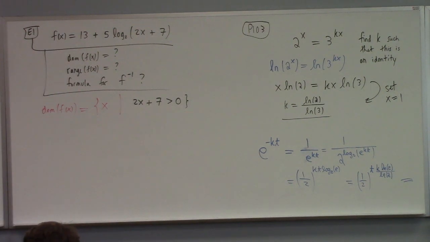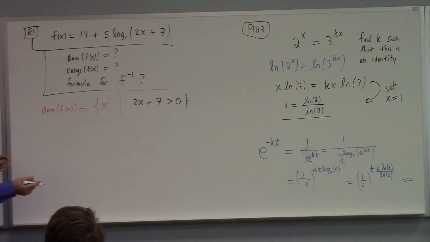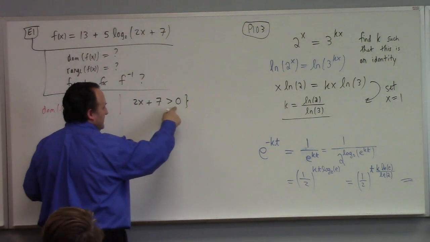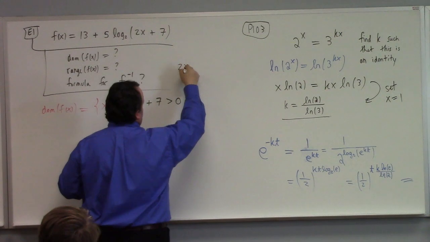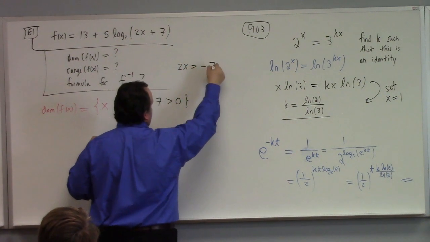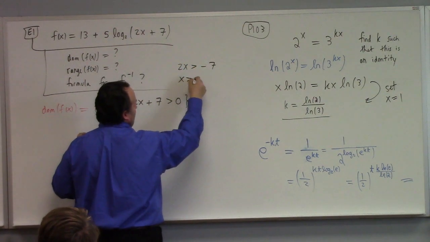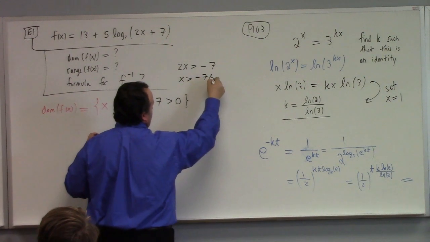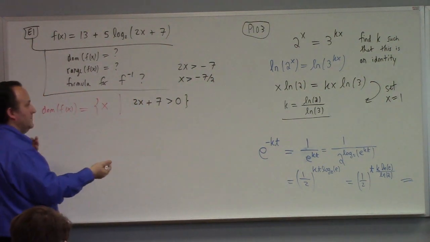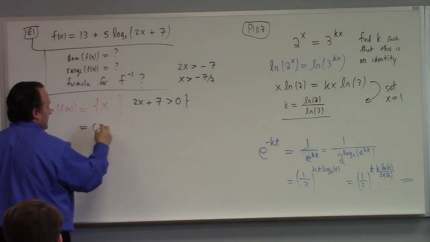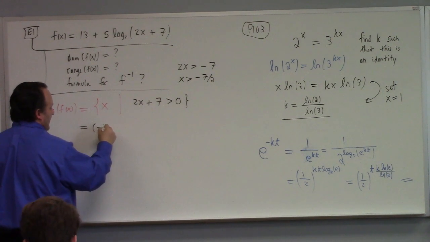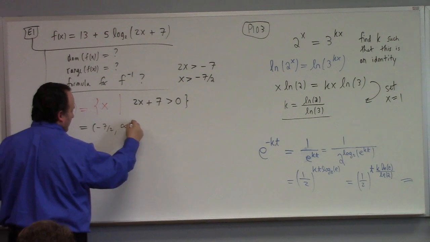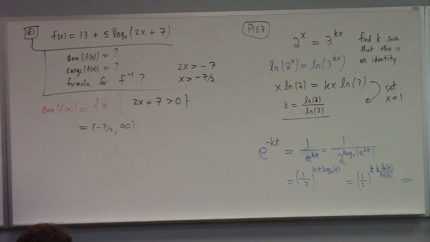Anyway, what we need is the input for the logarithm to be positive, right? That's the name of the game here. So how do you achieve that? Well, how do you get 2x plus 7 positive? You need 2x greater than minus 7, which is x greater than minus 7 over 2, right? So we have minus 7 halves all the way on out to infinity. So there you go. There's your domain.